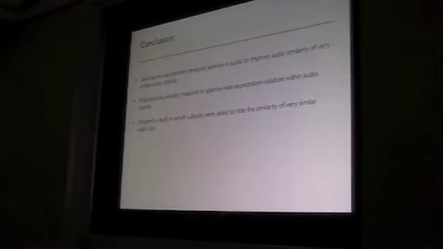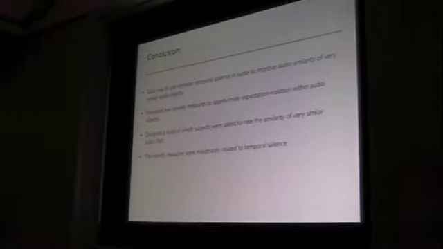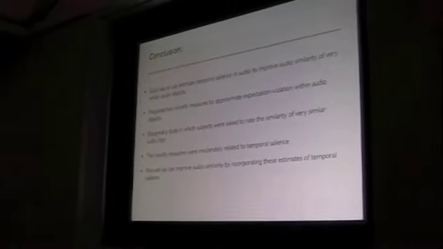We can see in both the bag of frames and the dynamic time warping cases that when we incorporate these novelty measures, we do get an improvement over the baseline. Our goal was to estimate temporal salience in audio to improve audio similarity measures of very similar audio objects. We proposed two novelty measures to approximate expectation violation within audio objects. We designed a study in which subjects were asked to rate the similarity of very similar audio clips, and we showed that the novelty measures were moderately related to temporal salience, and that we can actually improve audio similarity by incorporating these estimates of temporal salience.